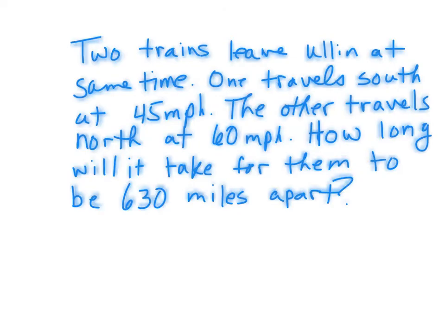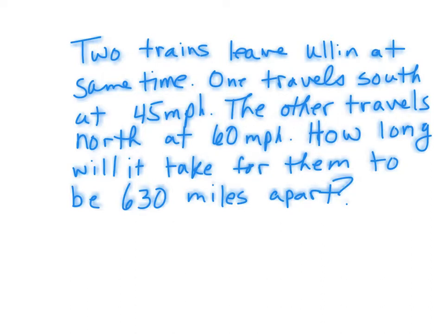So here's a mixture problem. Opposite directions. We did several of these. Two trains leave Ulin at the same time. One travels south at 45 miles per hour. The other travels north at 60 miles per hour. How long will it take for them to be 630 miles apart?